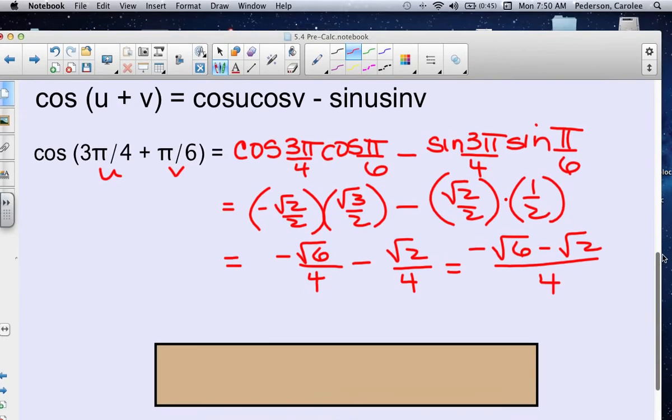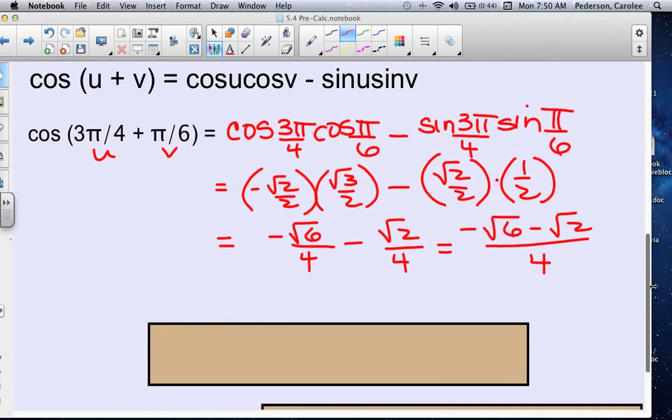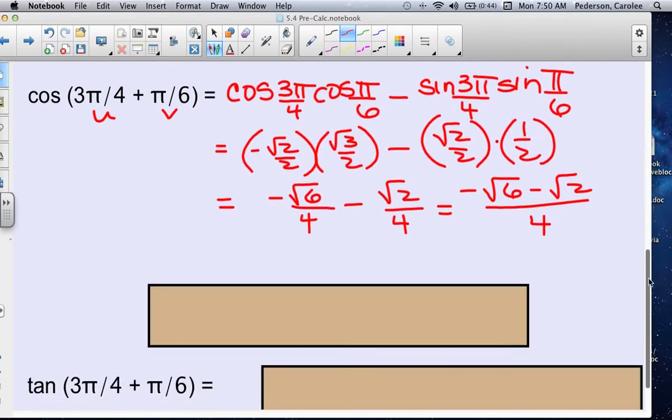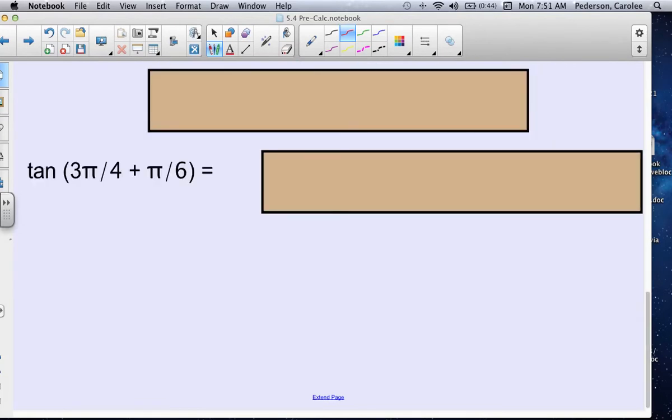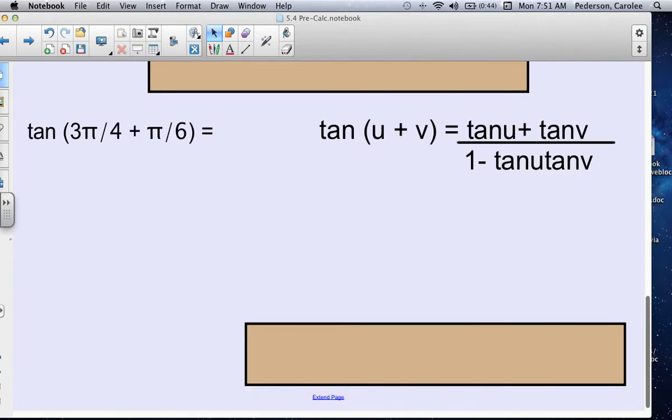Our last piece to this slide is to find the tangent of 3 pi over 4 plus pi over 6. So here is the formula underneath this box. We're going to substitute it in. But we have to find out what is the tangent of pi over 6 and tangent of 3 pi over 4. So I'll do the first one.